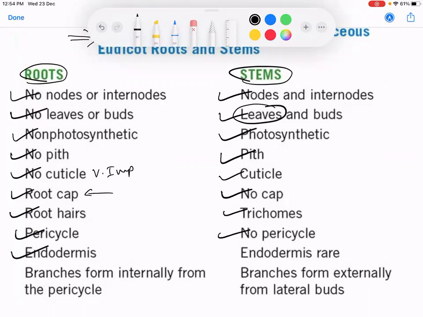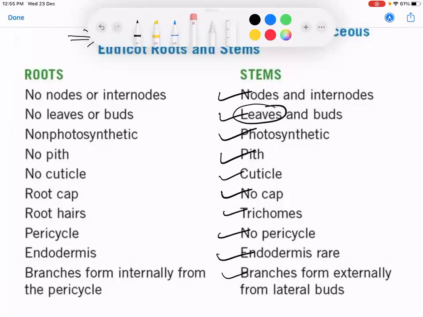Again, the other part, endodermis, right? Roots have the endodermis, but stem, very few examples where stem is having endodermis. Ready? Ectoderm is external layer of the skin, what we say. So beneath that external skin, if they have extra layer of the skin, it is called endodermis. So roots have the endodermis, but stem do not have that. And branches form internally from the pericycle, whereas branches are formed externally from lateral buds into the stem. So these are the basic differences which are found between root and stem.